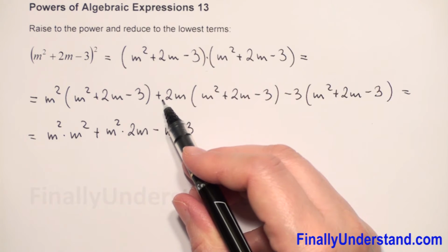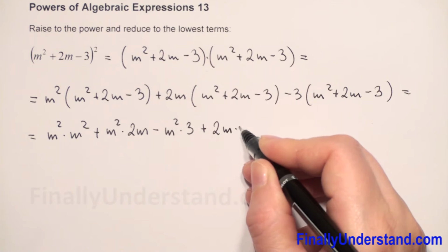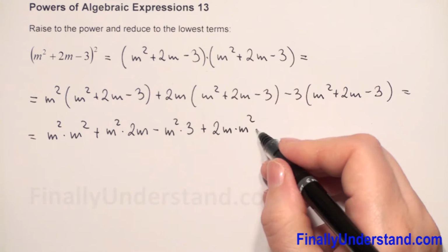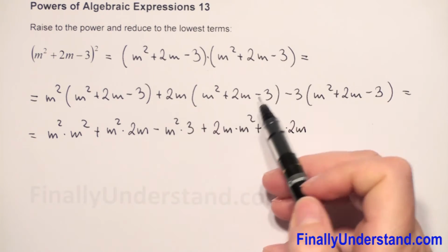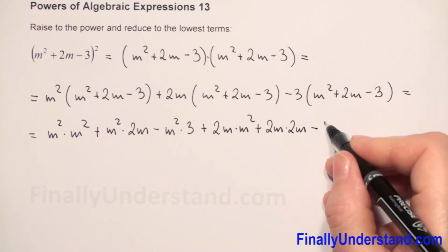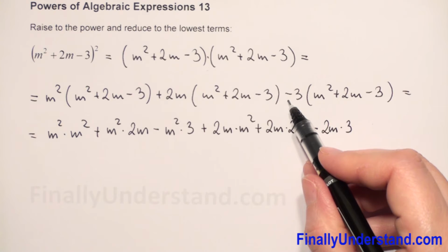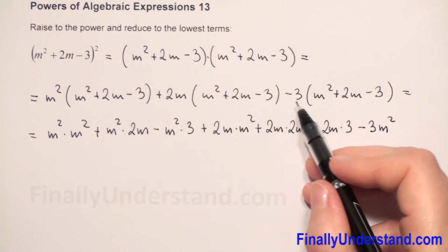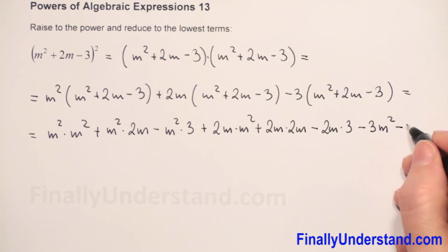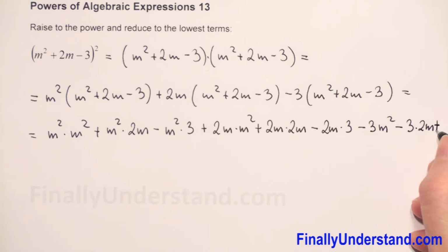Next, before the parenthesis we have a positive sign, so positive times positive gives me positive, and we have 2m times m squared. Positive times positive, so it will be positive 2m times 2m. We have positive times negative gives me negative 2m times 3. And the last expression we have negative 3 times positive, so it will be negative 3 times m squared. Negative times positive gives me negative, and we have 3 times 2m, and negative times negative gives me positive. 3 times 3 is 9. So this is equal.